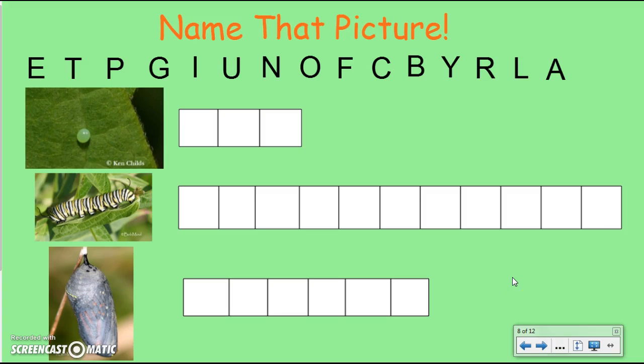Now this is a little activity for you. It's called Name That Picture. What you do is you click and drag or touch and drag the letters and place them where they belong to identify the pictures. So I'll do the first one as an example. This is the egg. In order to spell egg, we need an E. Wait for it to catch up. There we go, E. Then we need a G. And one more G.